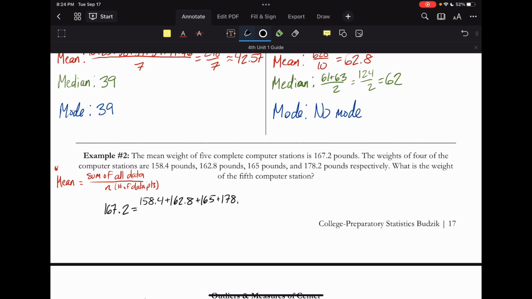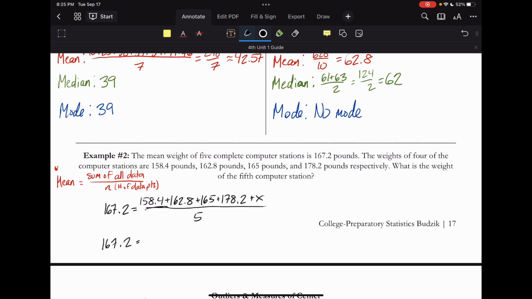And I don't know that 5th one, so that's what I'm going to call my variable x. And I'm going to divide that by the number of data points. So it says 5 computer stations, so this is going to be divided by 5. And now we're just going to go ahead and solve this, okay? So I'm going to add all those up together just to make my fraction a little shorter.